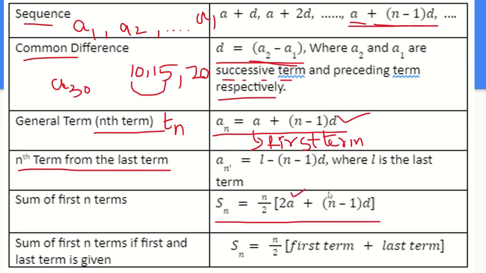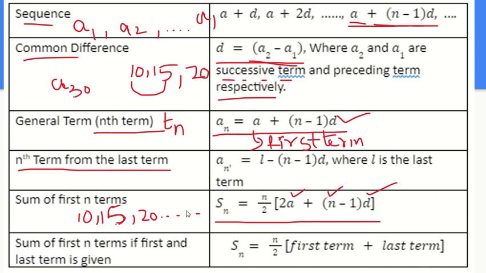A is the first term, n is the number of terms, and d is the common difference, right? If the first and the last term are given, then we can find the sum. If they have given a general series like 10, 15, 20, extended up to this, here you don't know the last term. So what you can do over here is apply this formula and find the sum of the terms.